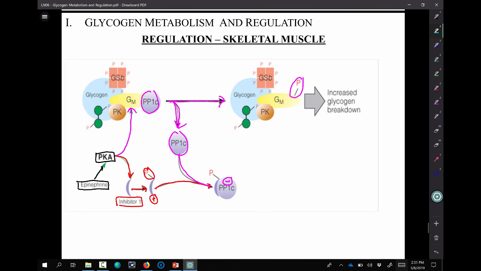I've seen reports that the inhibitor protein can actually be dephosphorylated by PP1C, which is strange because you're looking at it here and saying the phosphorylated inhibitor protein will inhibit PP1C. How does it work that PP1C would dephosphorylate the thing that's inhibiting it? I don't know, but I've seen reports that it can.